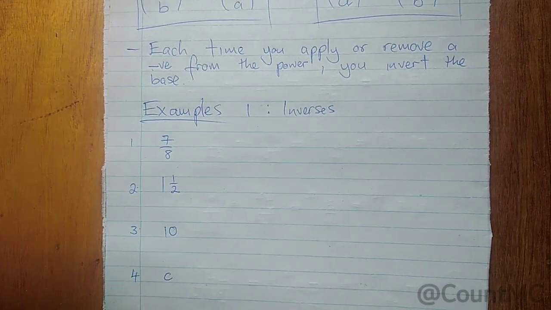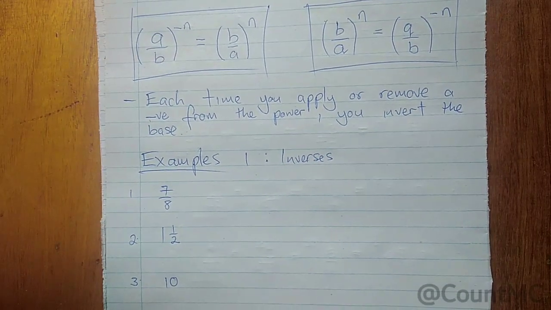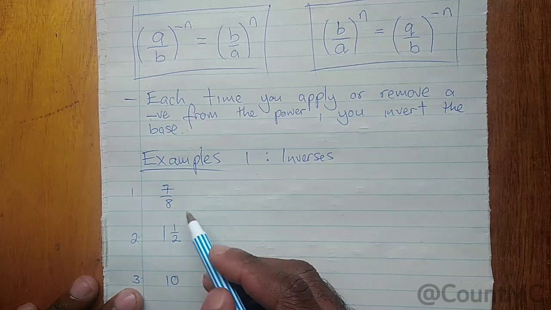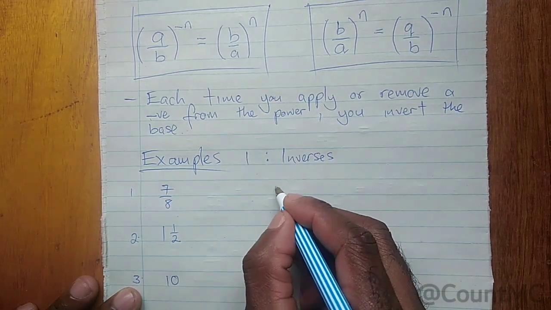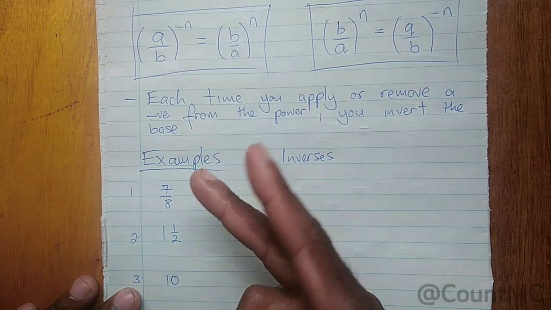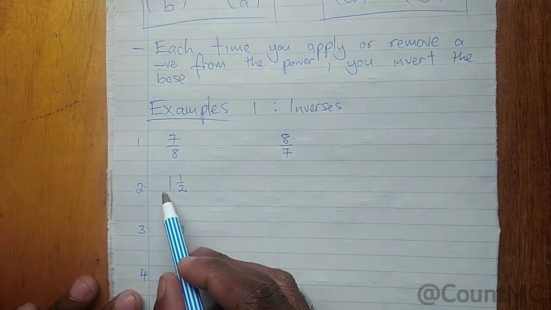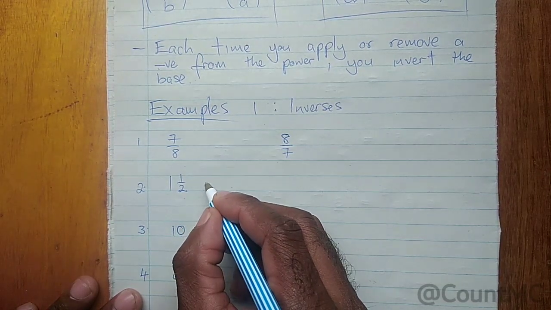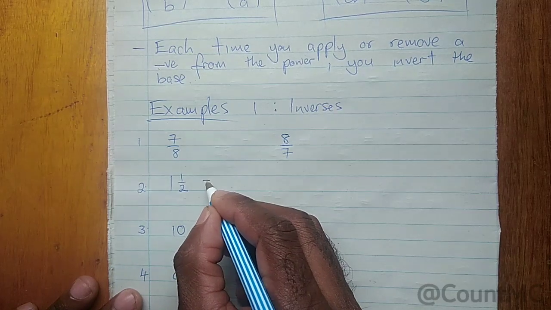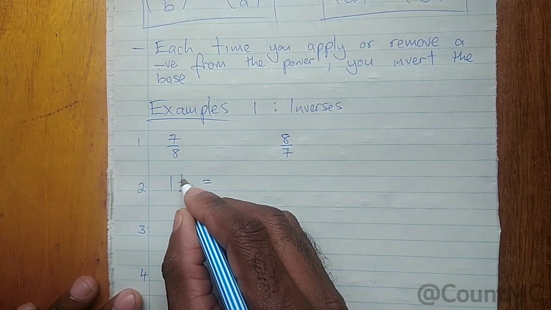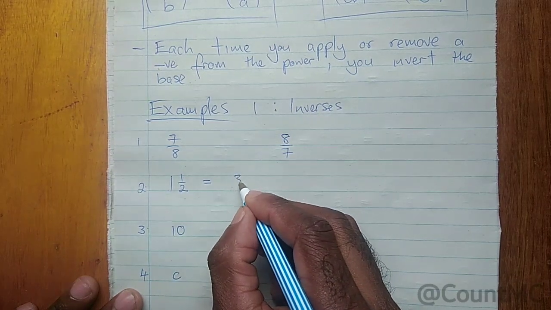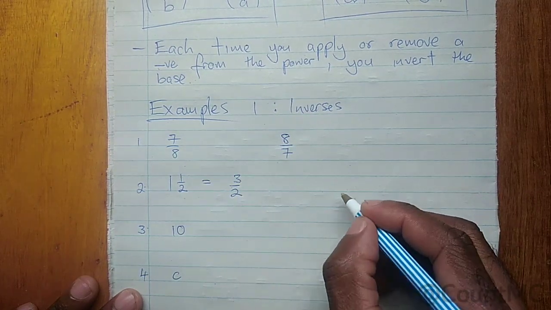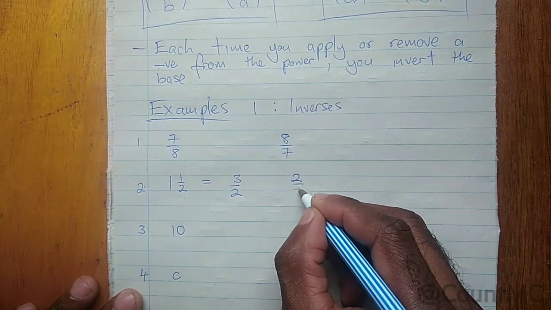So before we do any calculations, let's just show examples of inverting. 7/8. If you invert 7/8, it will become 8/7. You invert it. 1 1/2. Now this is a mixed number. You have to create a proper or an improper fraction first. 2 times 1, that's 2, plus 1, that's 3. So we have 3/2. So 1 1/2 is the same as 3/2. So 3/2, if you invert it, is the same as 2/3.